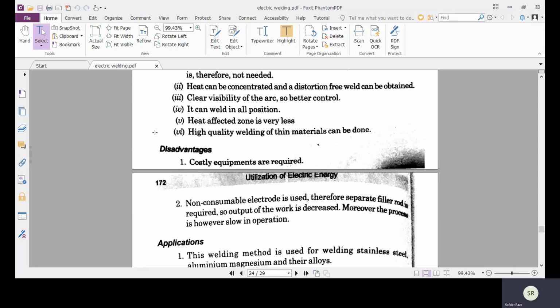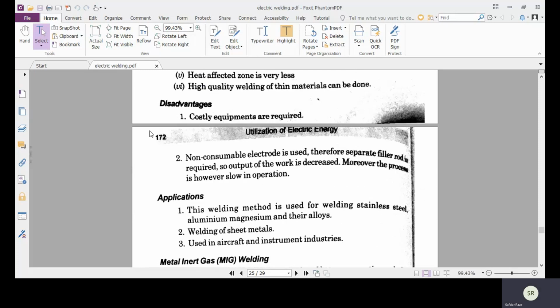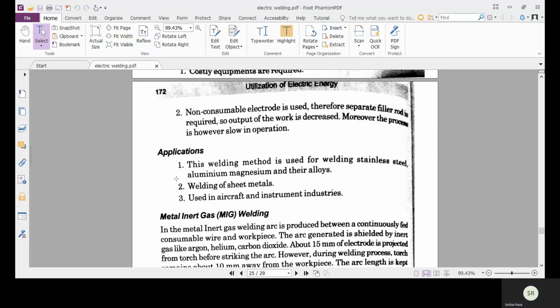And what are the disadvantages? Costly equipment is required. The second disadvantage is that non-consumable electrodes are used. Therefore, a separate filler rod is required, so the output of the work is decreased. Moreover, the process is slow in operation. The applications include welding of stainless steel, aluminum, magnesium and their alloys, and welding of sheet metals, used in the aircraft and instrument industries.